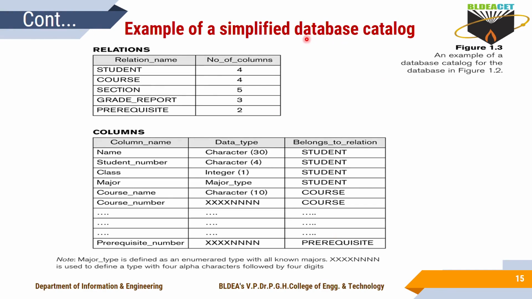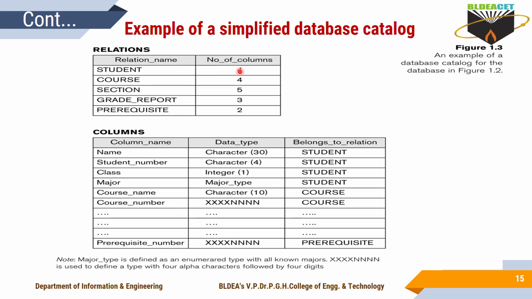Now let's explain with an example what a database catalog means. This is an example of a database catalog. This database catalog contains relations and columns. Relations means entities. How many entities are there? Student, course, section, grade report and prerequisite. These are the five entities, which we call relations here. Each entity contains how many columns? That is the number of columns here.